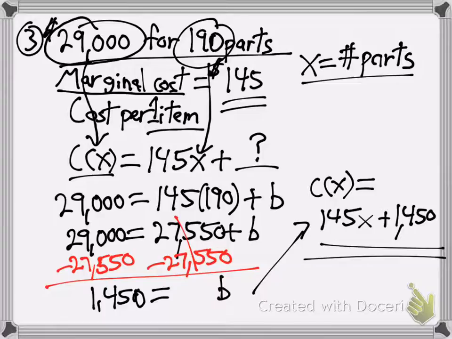All right, there's another cost function. Find the average cost per item when the required number of items are produced. Okay, so can you see that?